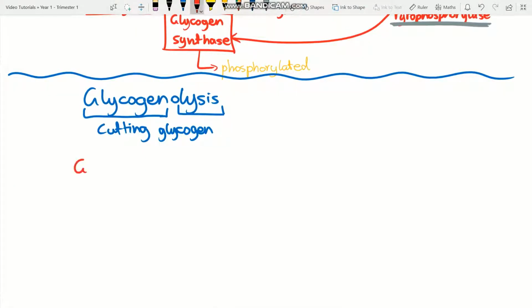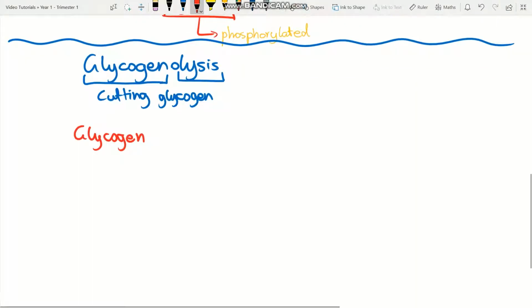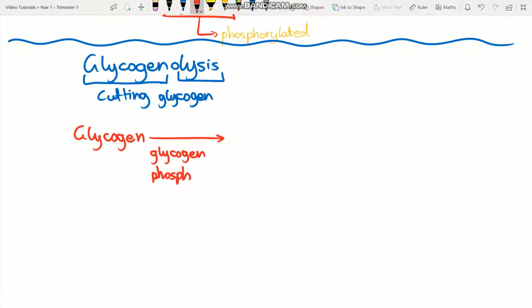So we have glycogen here, which may be present in the liver or skeletal muscle. And this glycogen is essentially cut up into small molecules, but this time the enzyme that does this process is called glycogen phosphorylase. This is different to the enzyme that joins the glucose molecules together, called glycogen synthase.